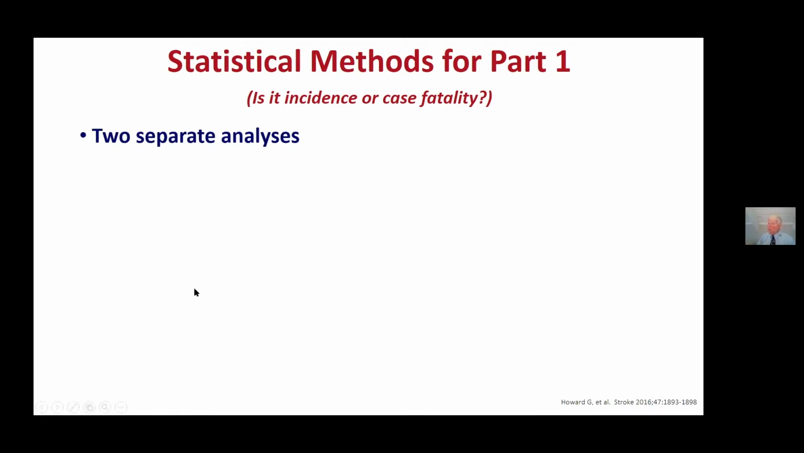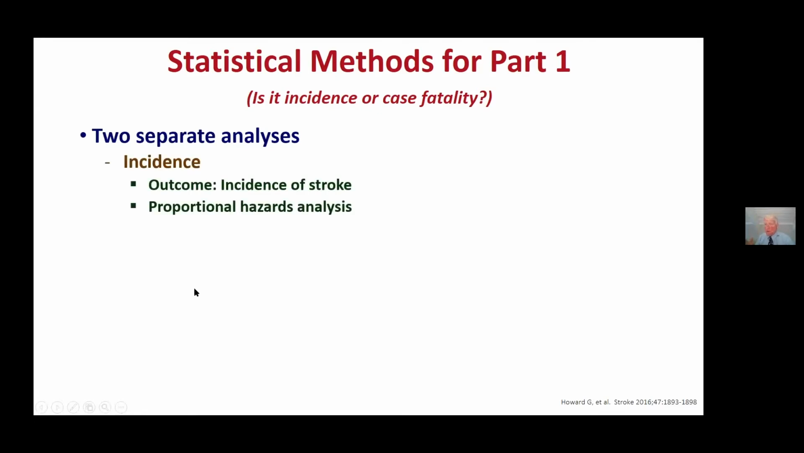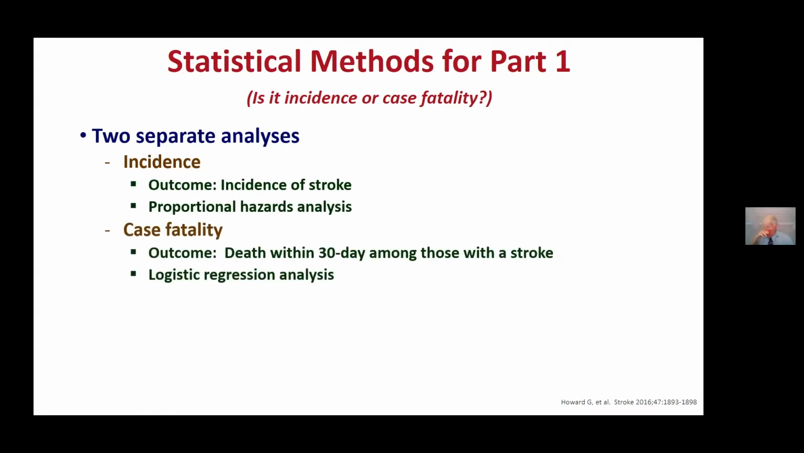The first focuses on incidence, and for that analysis, the primary outcome is whether or not a subsequent stroke occurred in these people who were stroke-free at baseline. And what you'll be seeing is a lot of proportional hazards analysis of that, and I hope you're comfortable with that approach, because that's what you'll be hearing about. The second analysis is case fatality. And so what we do for this analysis is, among that subgroup that had a stroke, we did a logistic regression to see what are the predictors of dying within 30 days of that incident stroke event.